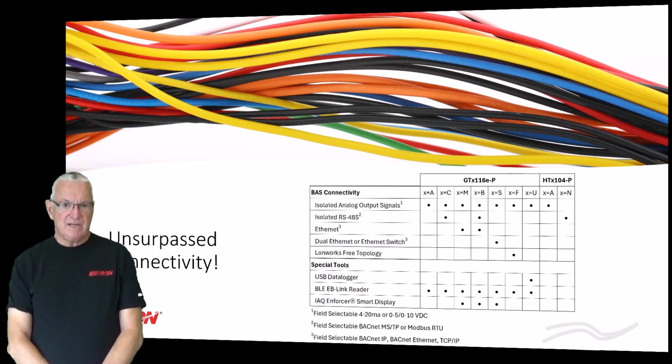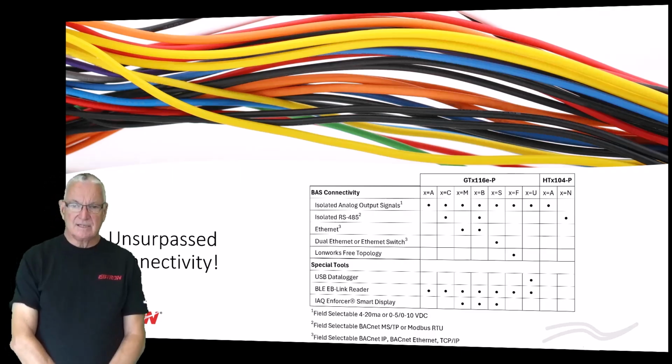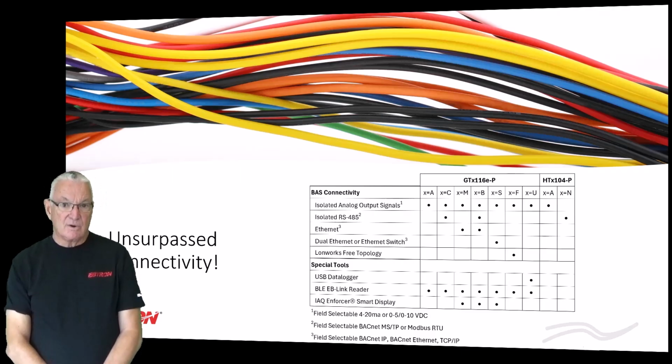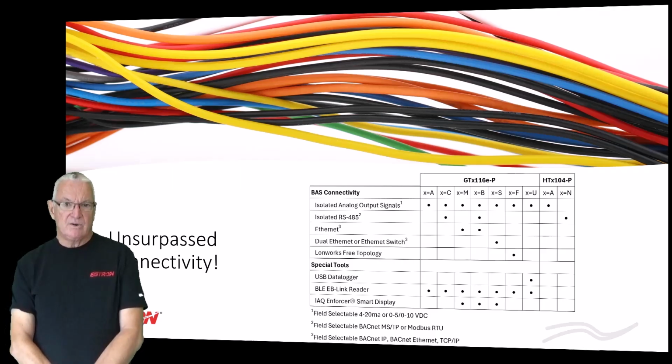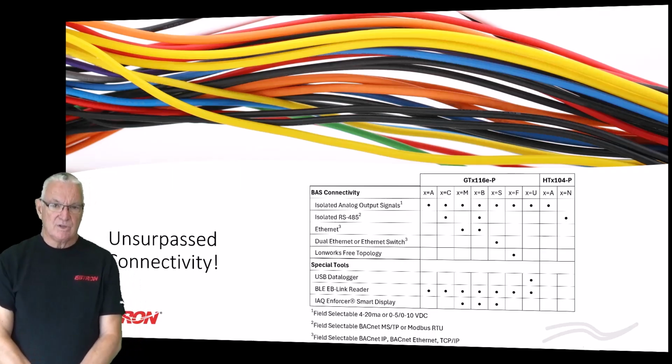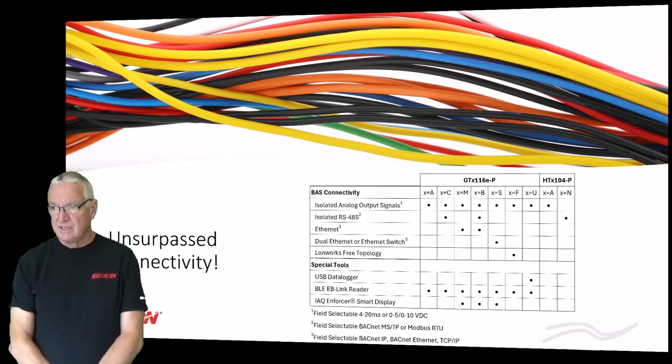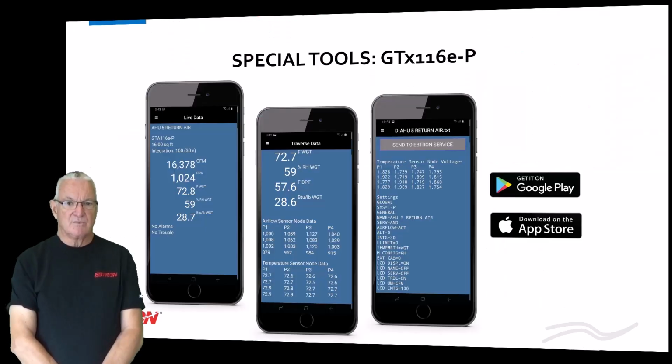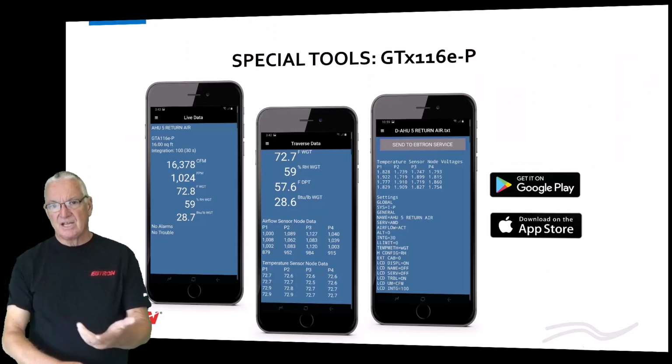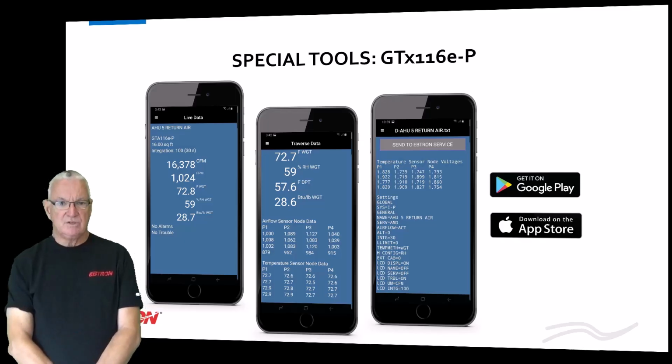We have a USB data logger option where you can actually log airflow rates and temperatures. The Gold series has both the fans and the ducted probes have a low energy Bluetooth radio on it that works with your phone or tablet to give you some information. I'll show you in a couple minutes here. And then we have something called the IQ Enforcer Smart Display, which we'll get into. As for the low energy Bluetooth, it's a great tool. We don't charge for it.